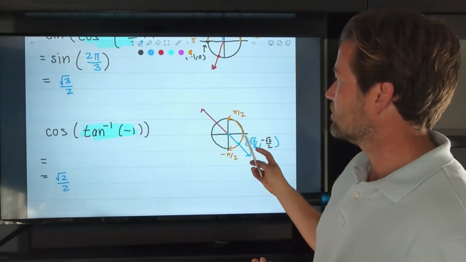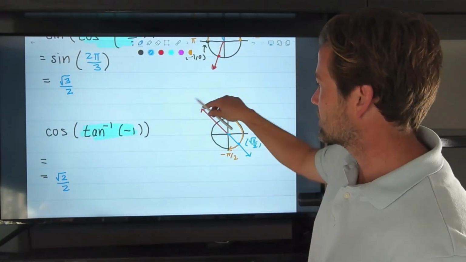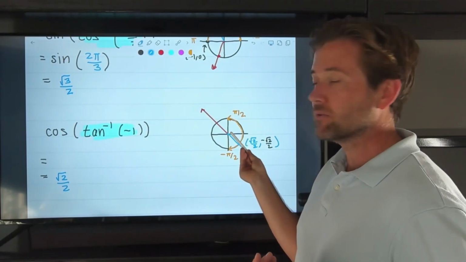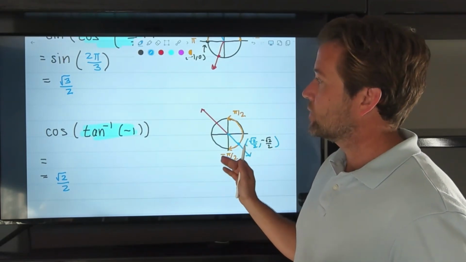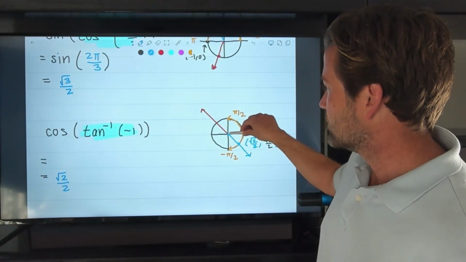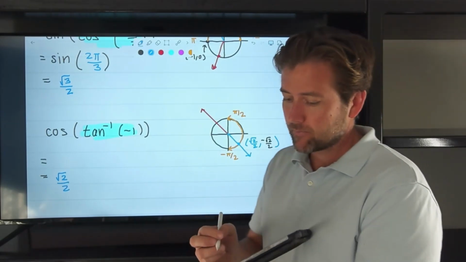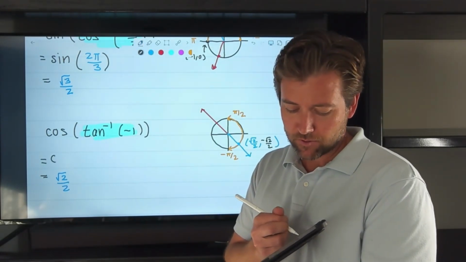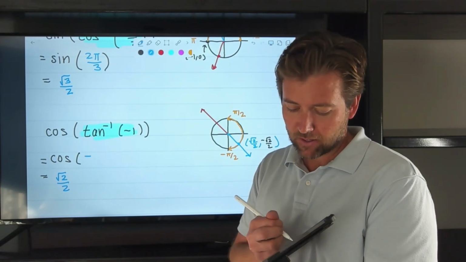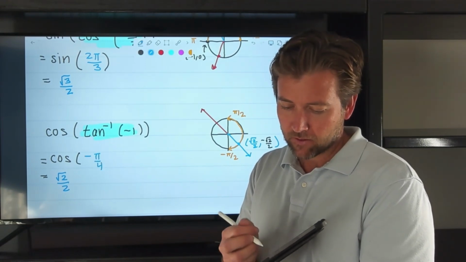Again, it has to be this angle in blue. You'd be incorrect if you said it was 7π/4. Sure, 7π/4, the terminal side of the angle is there, but it's not in between -π/2 and π/2. So our angle here from 0 is going to be -π/4. So if you prefer to show this middle step, this is the cosine of -π/4.